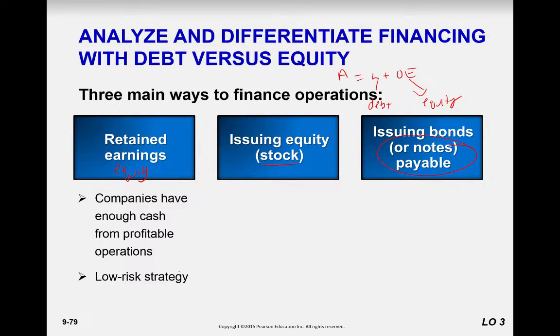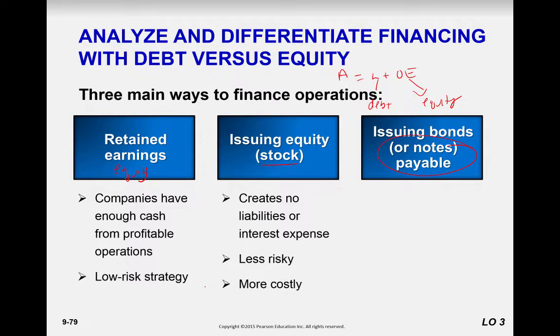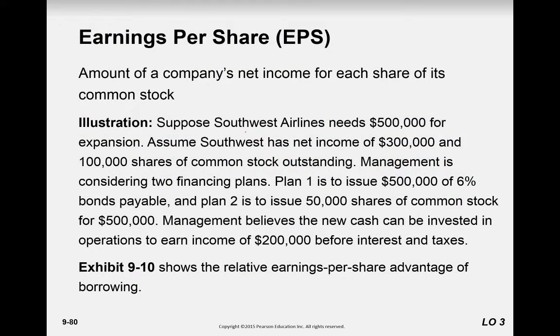So basically for retained earnings, that's when you're very profitable and you have cash that you can use. Very low risk strategy, doesn't involve any debt. Same thing for issuing equity, you really have no liability or interest expense. It is less risky, but it's definitely more expensive because you have to have the stock, you have to make sure it's authorized, and you issue it. Now, what happens with bonds payable is it doesn't dilute control, meaning you're not issuing any more stock, so you're not really decreasing that, but there is risk associated with that.